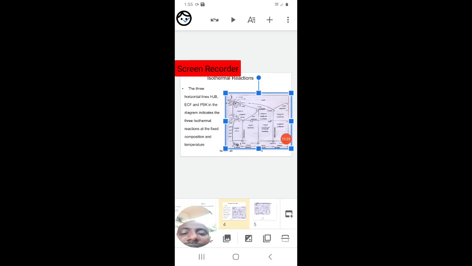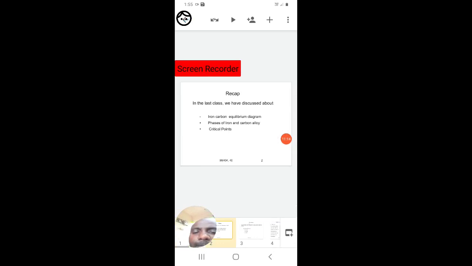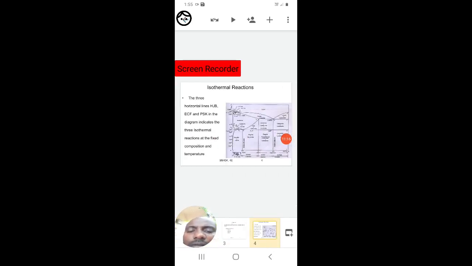1130 degrees centigrade, that is called ECF. And 723 degrees centigrade, that is called PSK. These three horizontal lines, that is HJB, ECF and PSK in the diagram, indicate the three isothermal reactions at fixed composition and temperature.